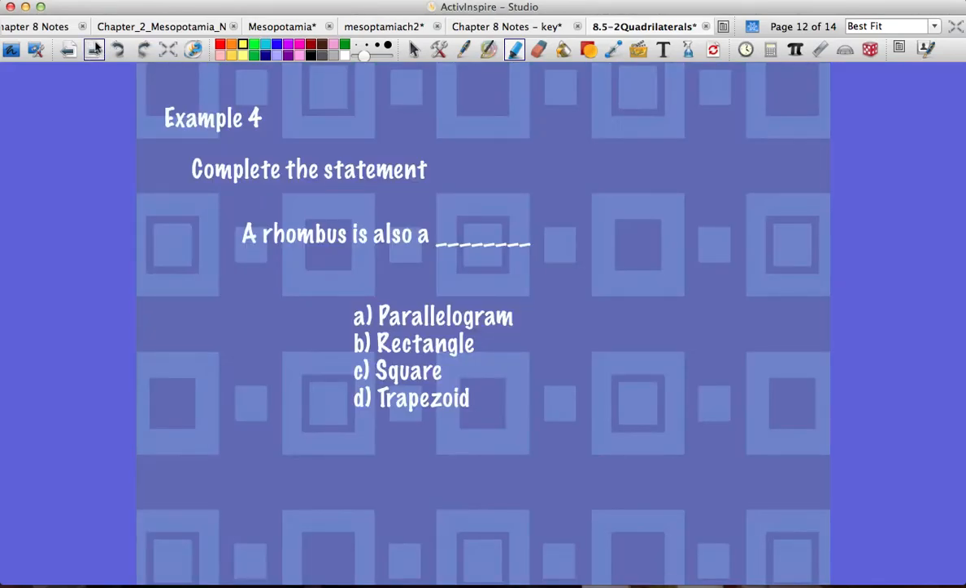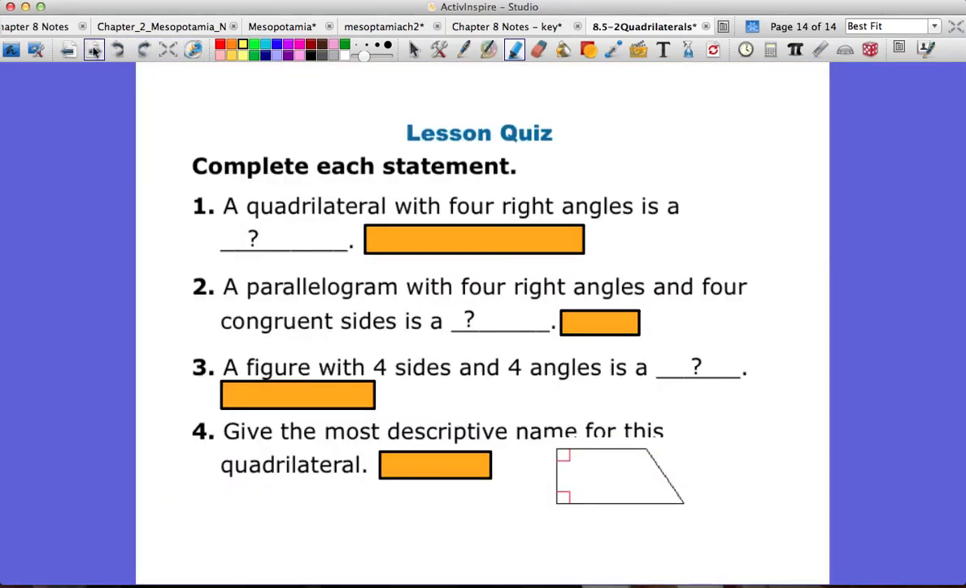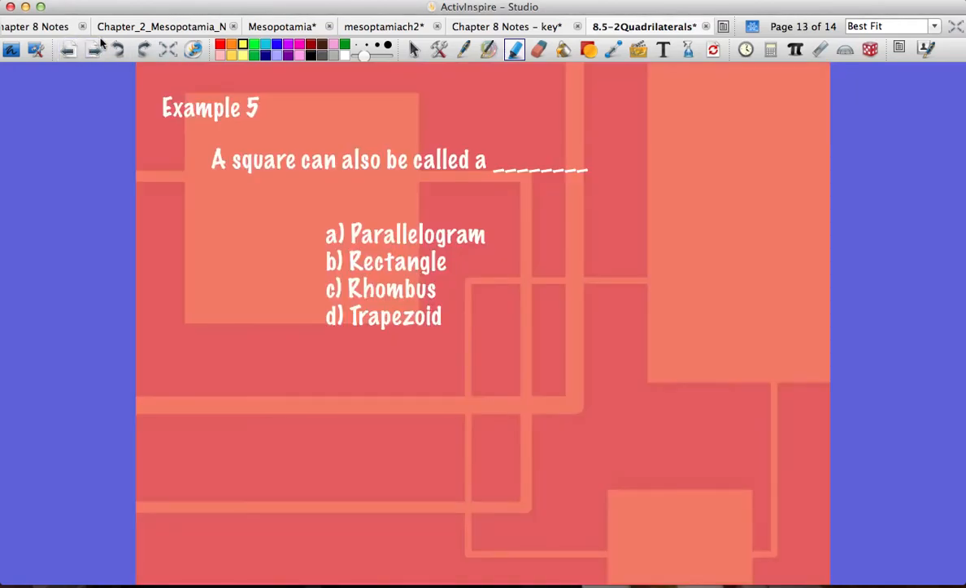All right, you have a couple more problems here. I'll do 2 more examples with you, and then the lesson quiz at the end is what you are required to do on your own and to post your answers onto Edmodo.